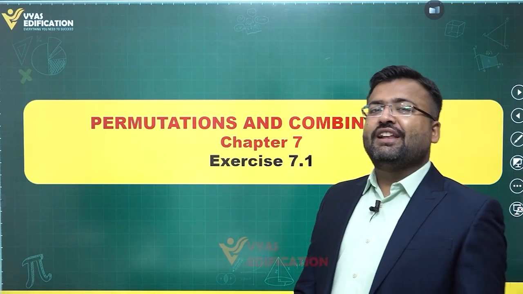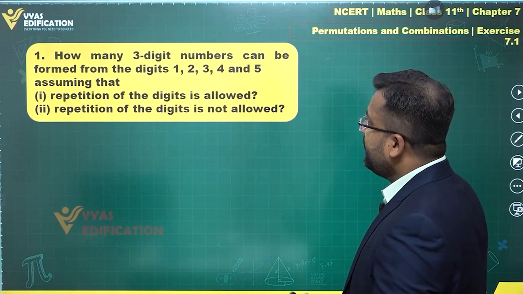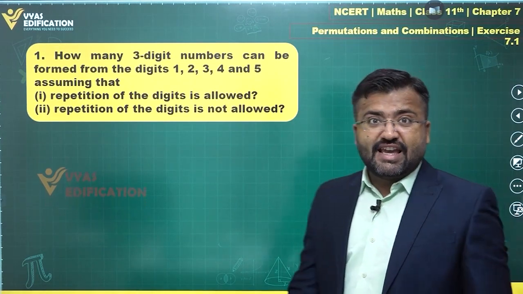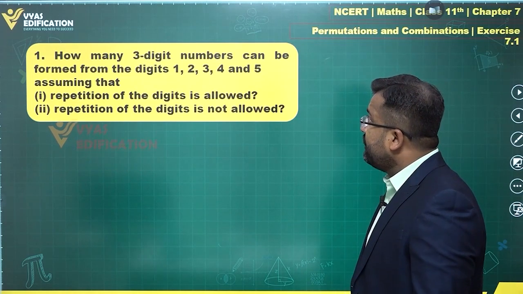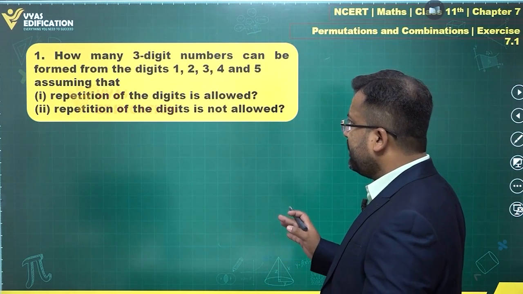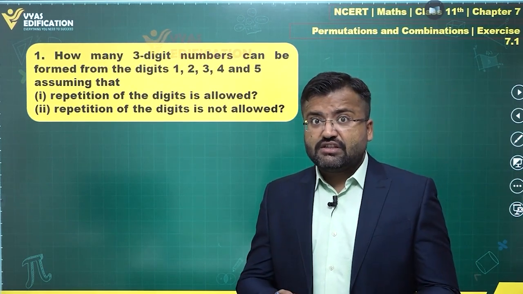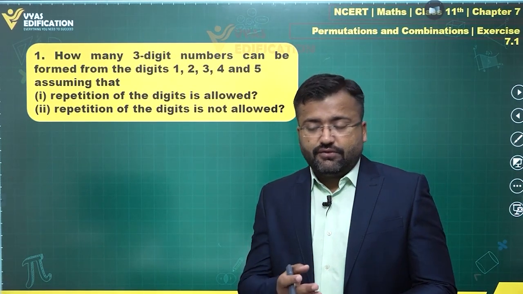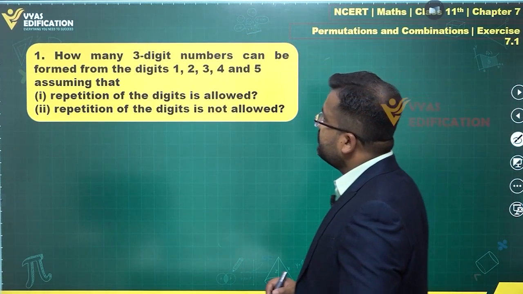And as we have been doing, let's not waste any further time and directly move on to the chapter over here. The first question says, how many 3-digit numbers can be formed from the digits 1, 2, 3, 4 and 5 assuming that repetition of the digits is allowed, repetition of the digits is not allowed. Now a simple question based directly on the fundamental theorem of multiplication. And how do we solve this question?